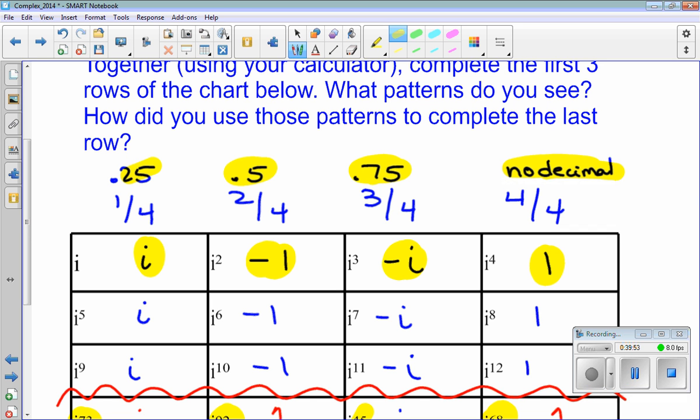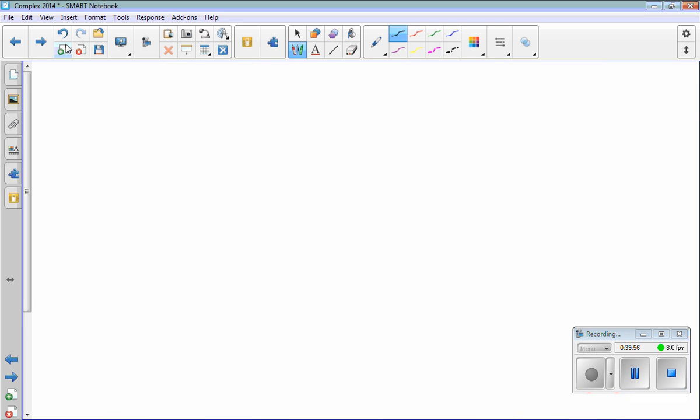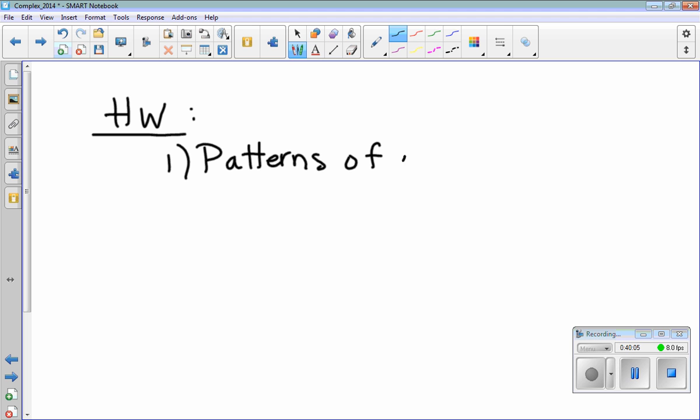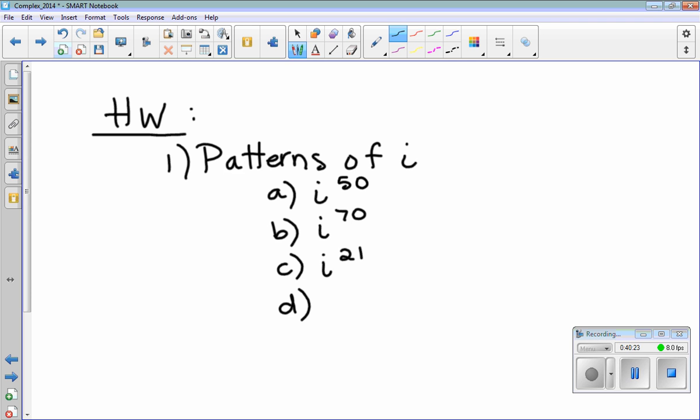Let me write this down. So your homework is going to be these 4 patterns of i. I want you to write these down in your notes. So you're going to do i to the 50th. I'll give you 4 that are not in the book. They don't do pattern divide in the book. i to the 70th, i to the 21st, and i to the 82nd. Okay? And then you have textbook homework.